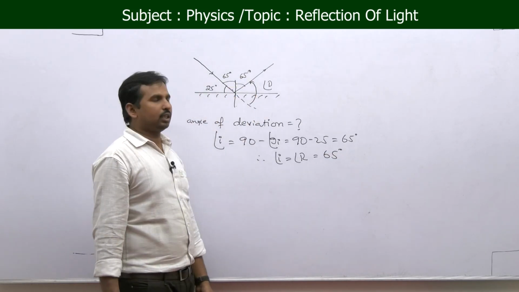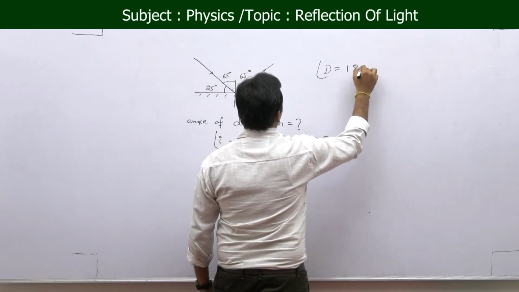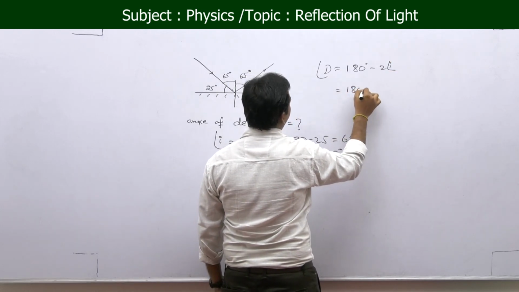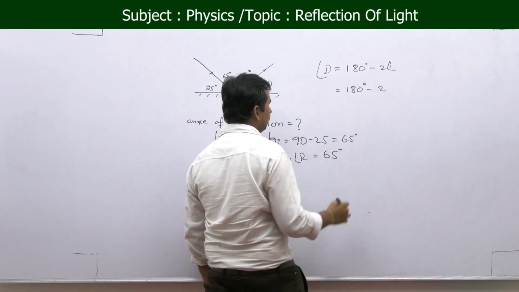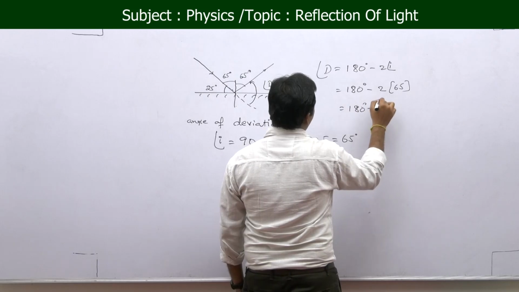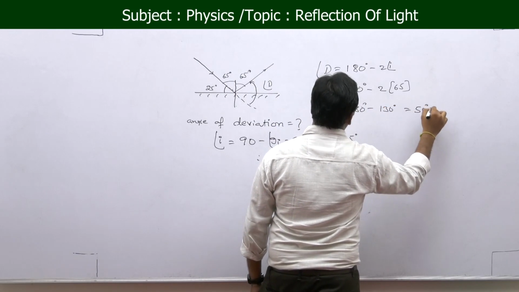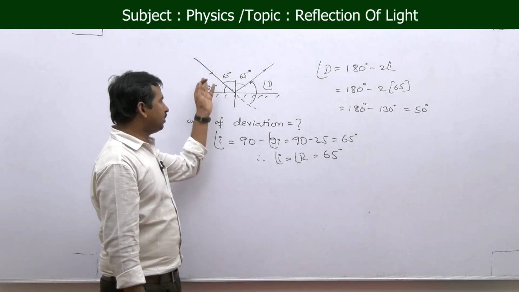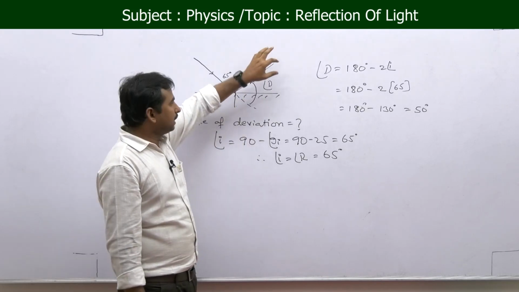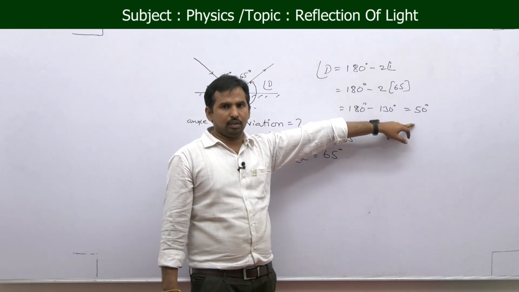Then we know that we already derived a formula that angle of deviation is equal to 180 minus 2i. So 180 minus 2 into 65, which is 180 minus 130, which gives you 50 degrees. So when the light ray is incident at an angle of 25 degrees with the surface on a plane mirror, after reflection the light ray is deviated by an angle of 50 degrees.